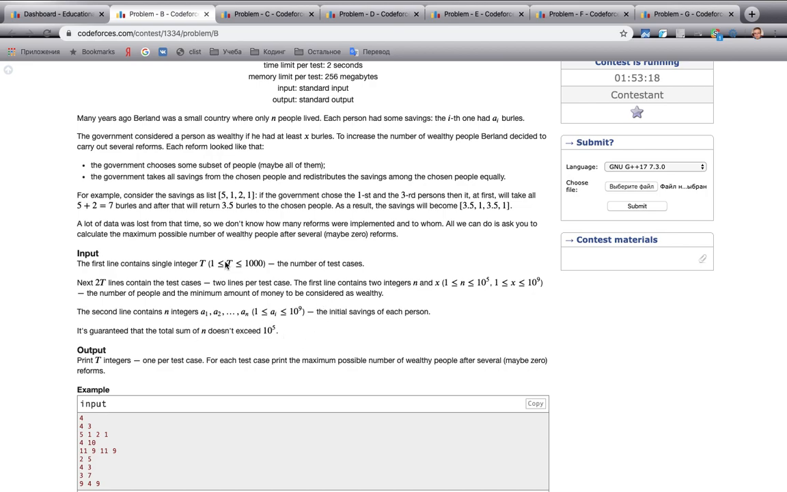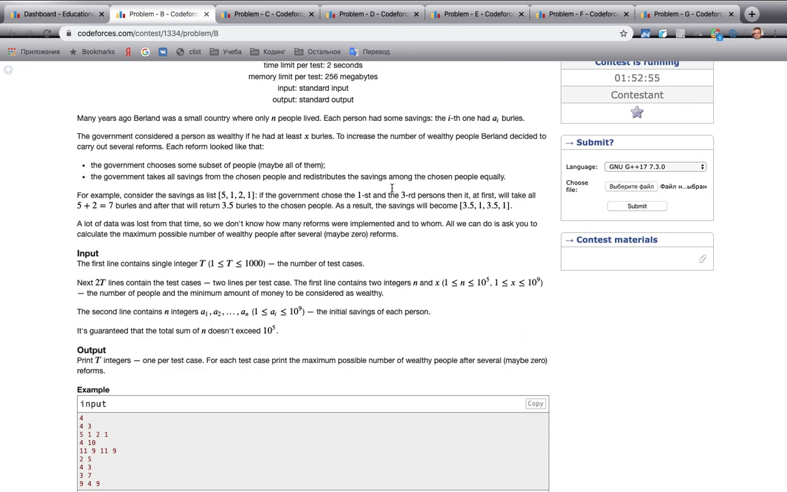This is actually a nice problem. We have n people. Each of them has some initial amount of money. We say that a person is wealthy if he or she has at least x money.